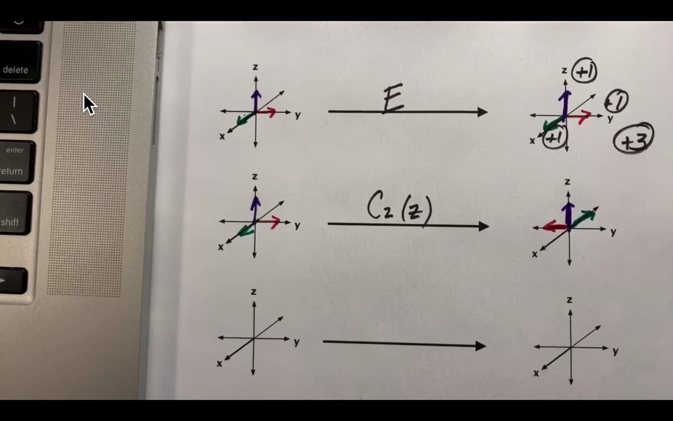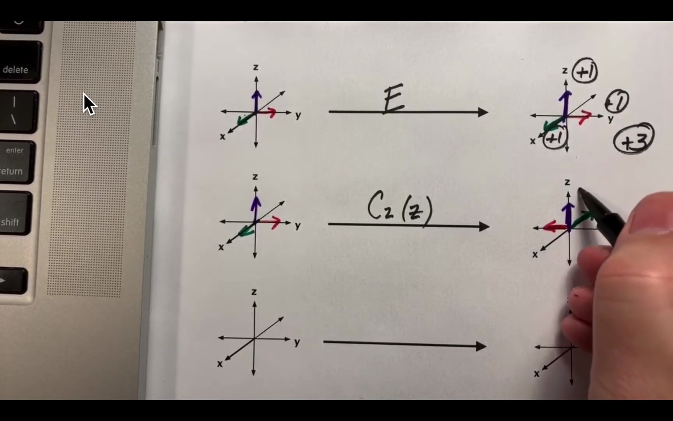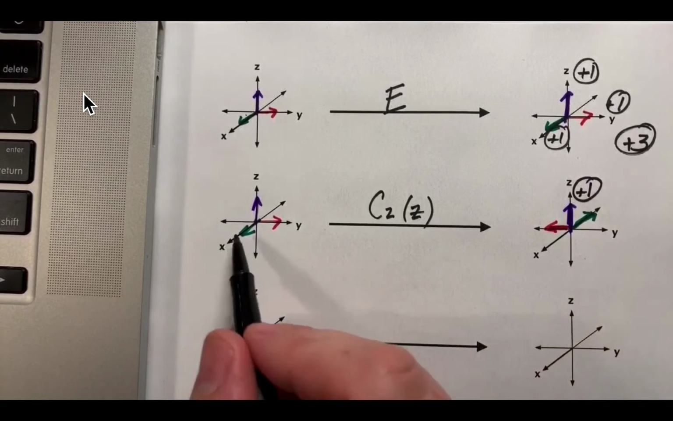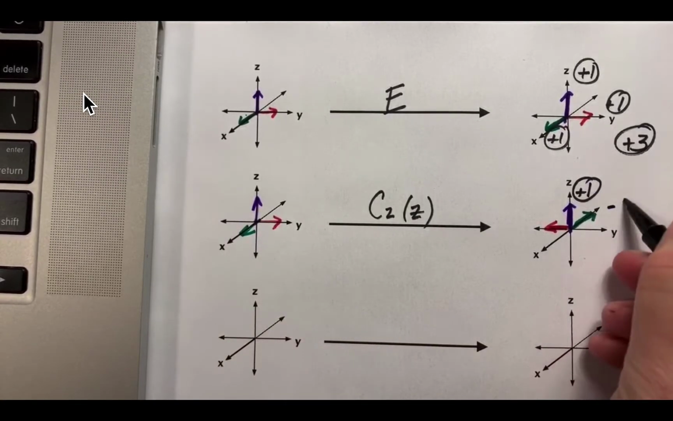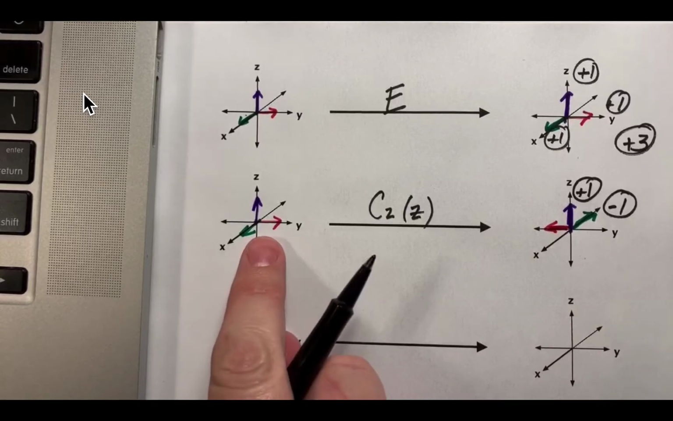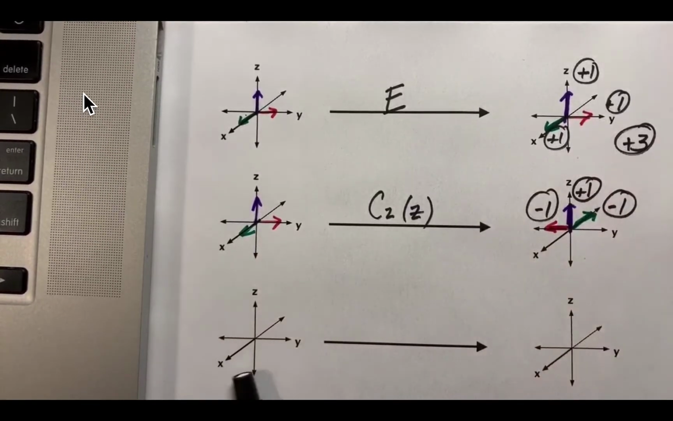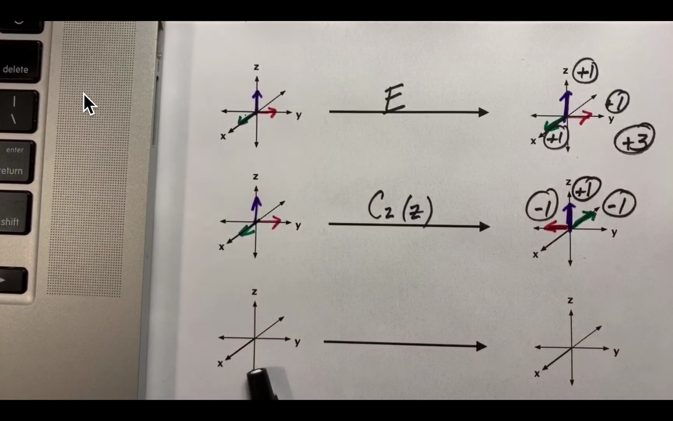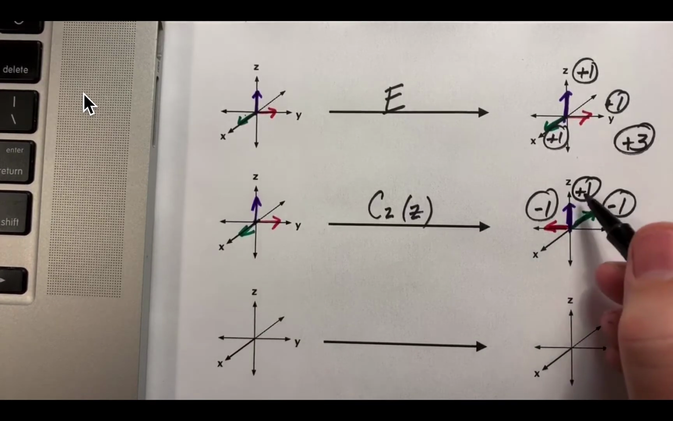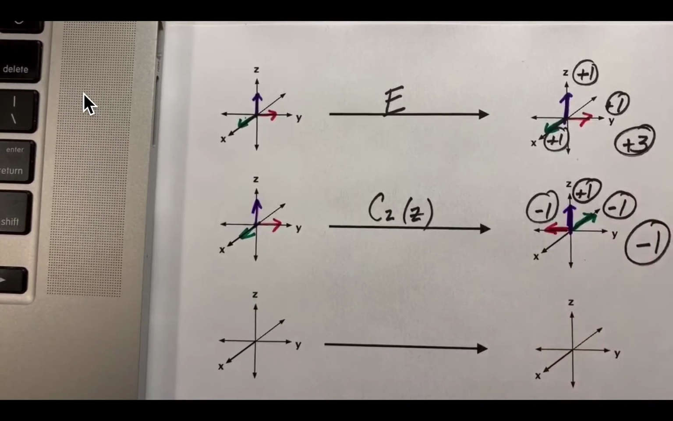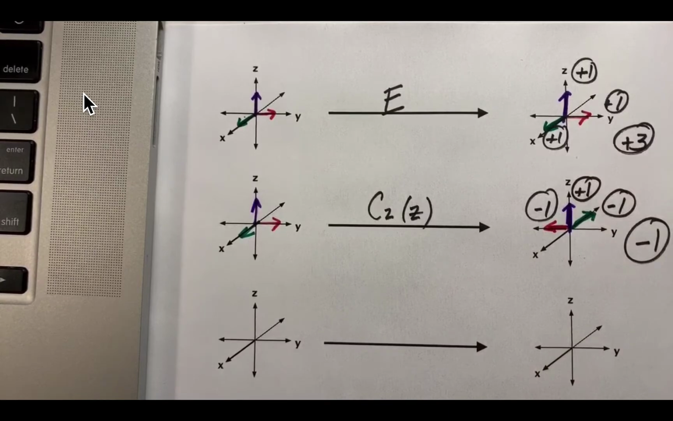Well, let's see what happens to the character here. So z, we already know what to do. It's unchanged, so it gets +1. X, the green was pointing out, it's pointing in, so it's -1. And y was pointing to the right, now it's pointing to the left. It has a character of -1. So again, we just sum these up to get the value. So +1, -1, -1 gives me an overall character for that operation of -1.